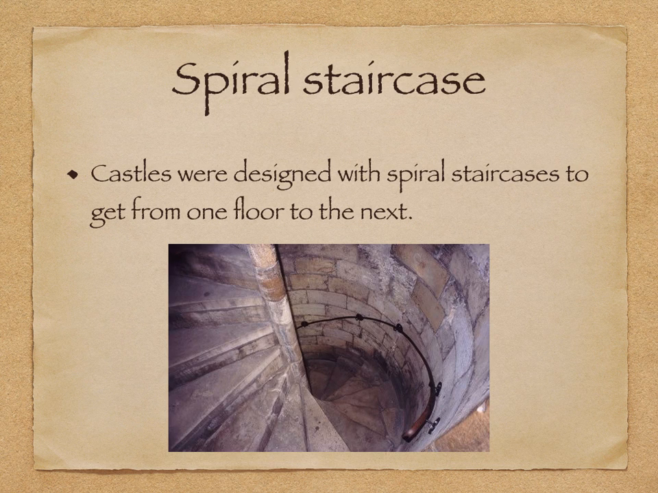Spiral staircases were another aspect of the building that was the castle or the keep, and these were designed to get from one floor to the next. They were purposely made narrow and designed in this way so that it was easier to attack coming down the stairs, because your right hand would be able to attack. Most people are right-handed, so that's why the staircases are narrow and in that spiral design.